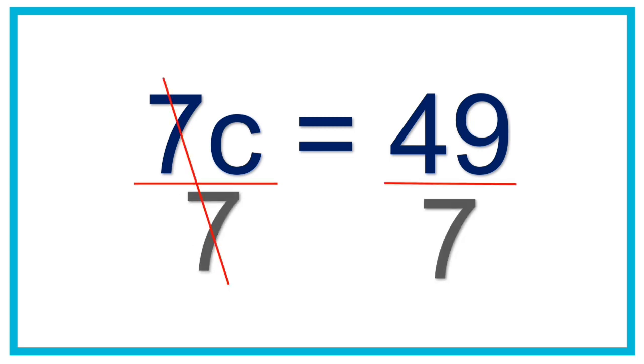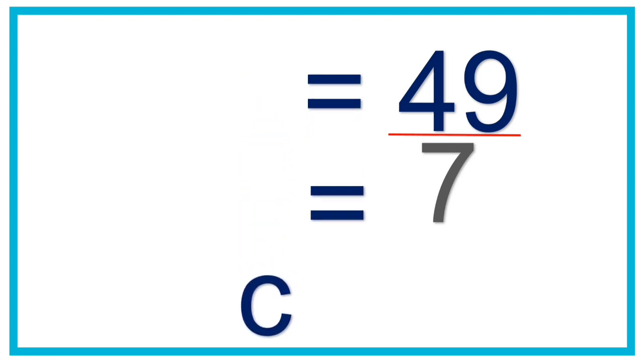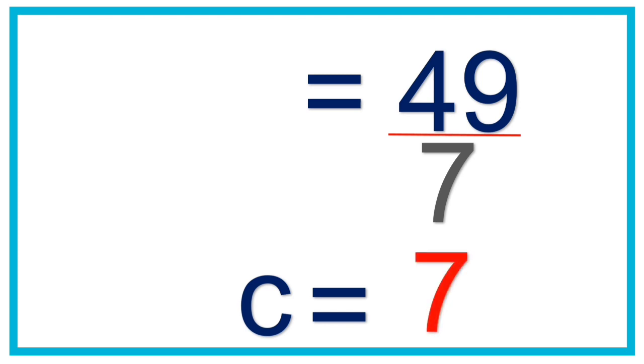When we divide 7 on both sides, we cancel 7. That brings us c isolated or alone. You just have to bring it down, bring down the equal sign, and the answer to 49 divided by 7, which is 7. You got it.